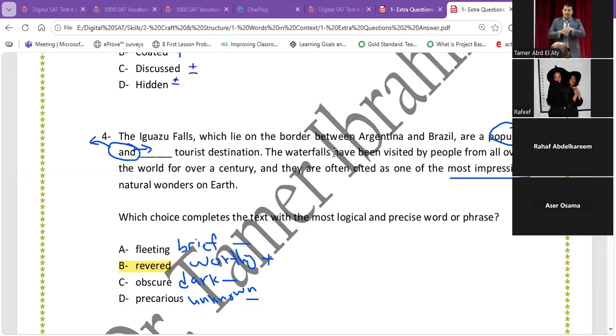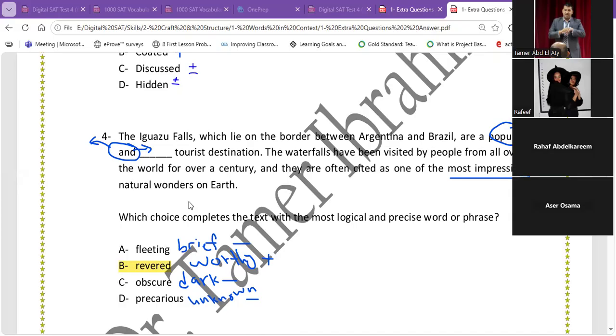It can, but we have to return to the context clue to find out. Here he said the Iguazu Falls, which lie on the border between Argentina and Brazil, are a popular and, you know, the and is a conjunction, FANBOYS. What comes before is equal to what comes after. So if before it is positive, after it is positive. If before it is negative, after it is negative. If before it is neutral, after it is neutral. So here popular is positive, so after it's going to be positive. Till now, I'm right. It's B, revert, worthy.